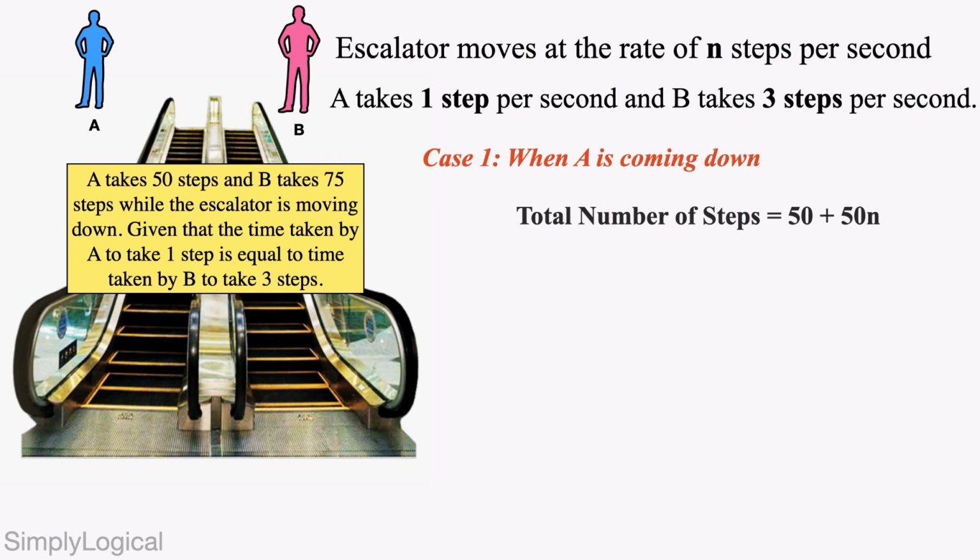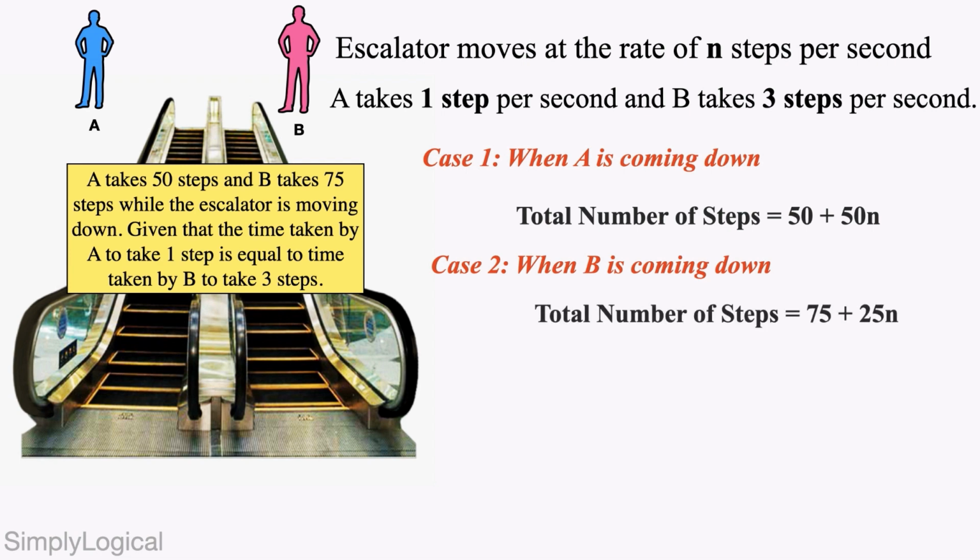So in case 2, when B is coming down, B will take 25 seconds to complete 75 steps. In 25 seconds, the escalator would have moved 25n steps. In this case, the total number of steps on the escalator can be represented as 75 plus 25n. So the total number of steps on the stationary escalator is a constant.